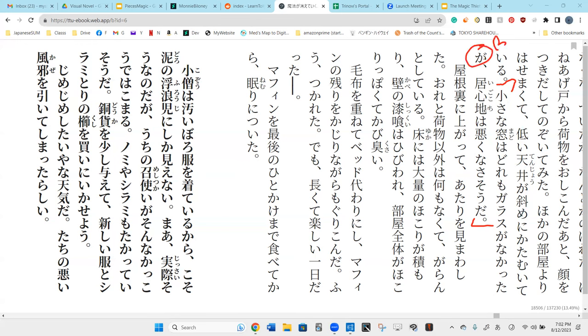However, igokochi wa, with regard to the place of comfort, warukunasasou da. It doesn't seem bad. Perfect. And do you know why it's warukunasasou, rather than just warukusou?